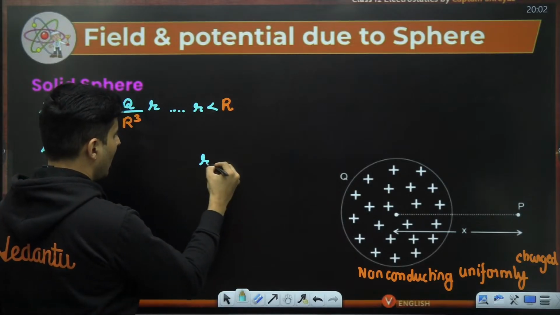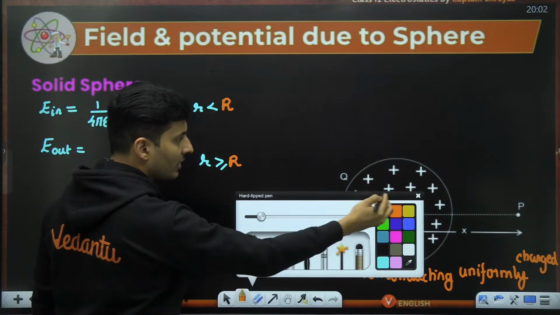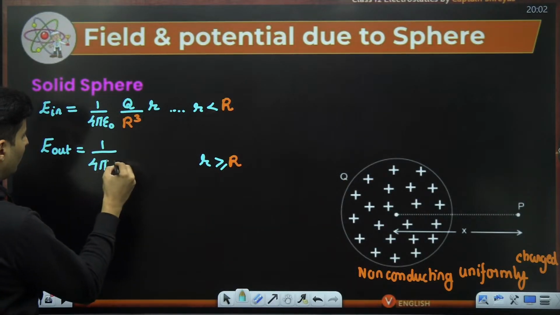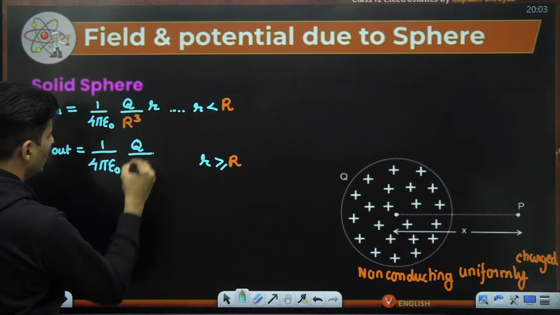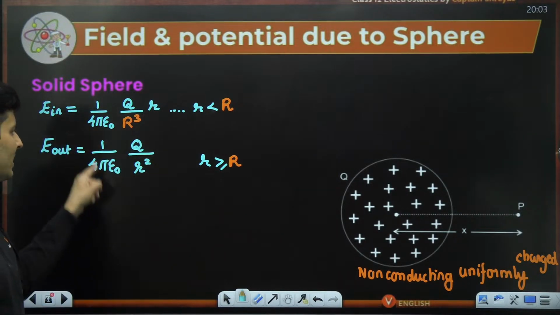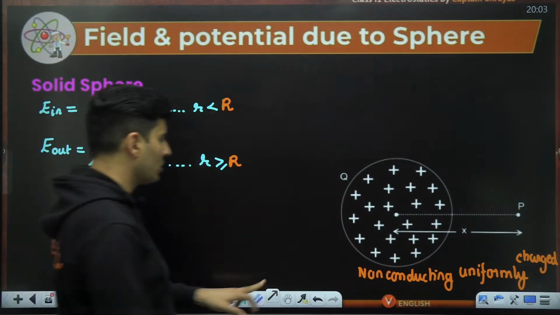But the moment r is more than your sphere radius, it just behaves like a point charge. So 1 by 4 pi epsilon naught Q divided by r square. So this is for the field. Outside it behaves like a simple point charge, but inside it is linearly proportional to r.